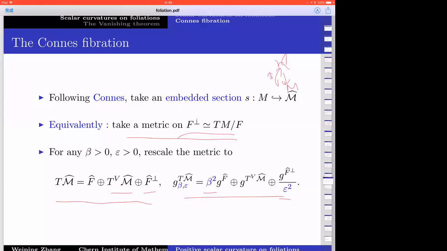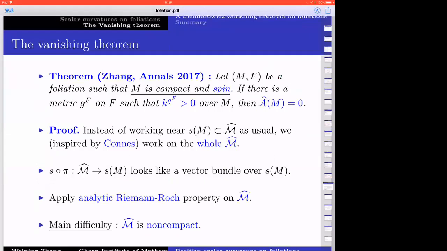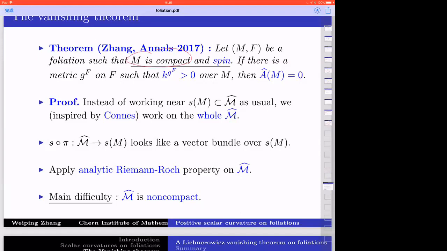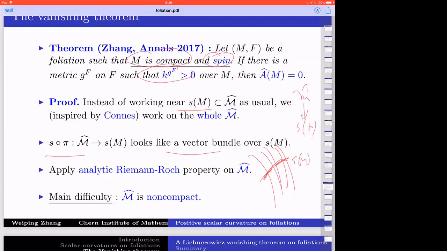So we recall Connes's proof. We recall that our alternating generalization of the Lichnerowicz formula is that we assume the original manifold is compact and spin, and you have Lichnerowicz positive scalar curvature. Then we have an embedding of Connes, the embedded section as usual. Then you take an embedded submanifold SM. Then all the fibers will be a composite fibration over SM. So then this M hat over this SM looks like a vector bundle. So we want to apply some kind of analytic Riemann-Roch from the big manifold to the case of this embedded submanifold to try to get the result.